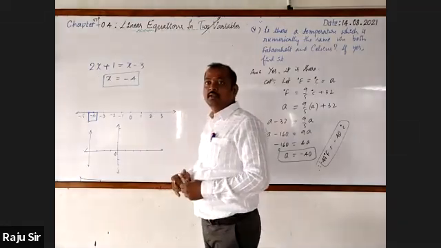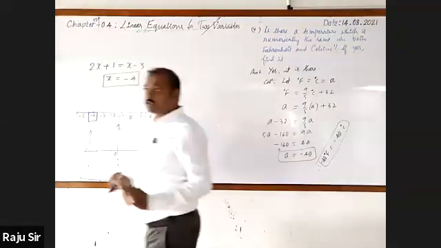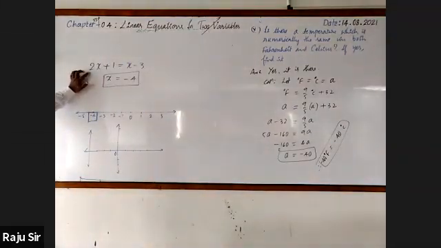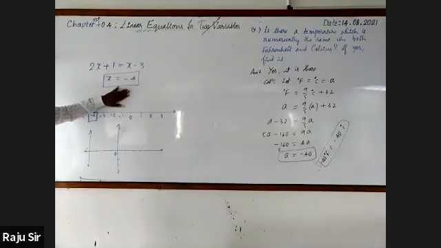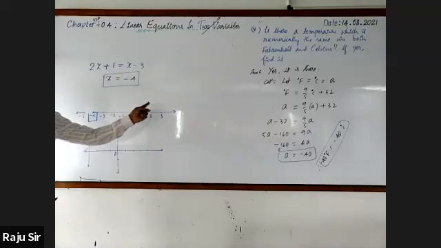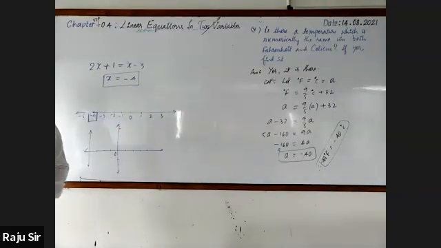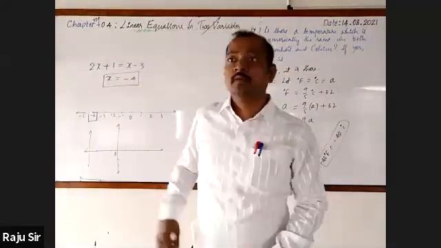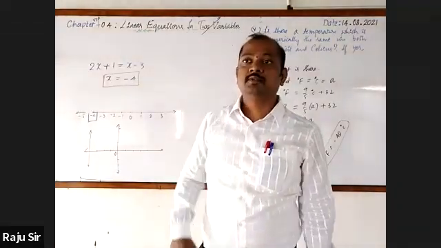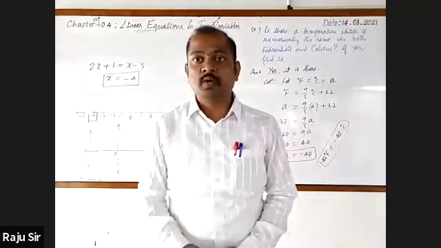Is that done? Yes, sir. If they give a question like 2x plus 1 equal to x minus 3, I'll tell you how the question will be asked. Solve for x, that is one thing. Next, represent this on the number line and the Cartesian plane. They will ask like this, for 2 marks. Work examples.